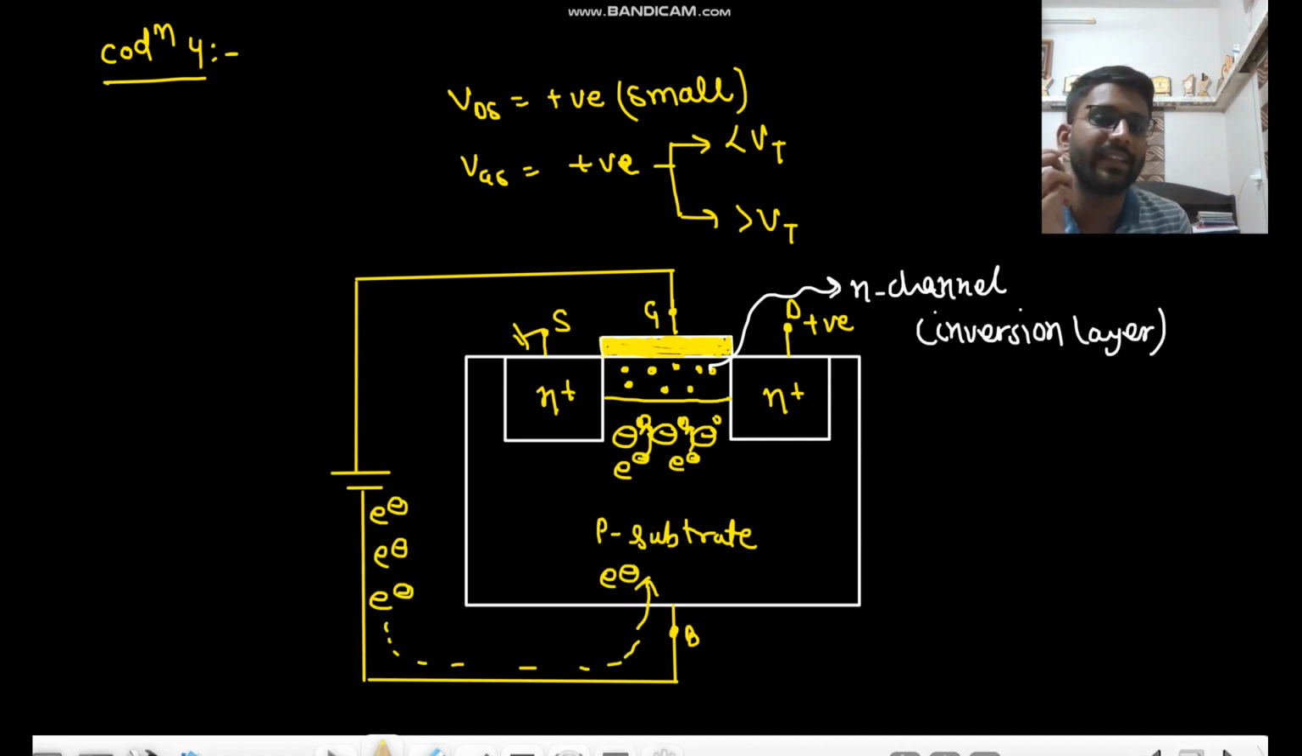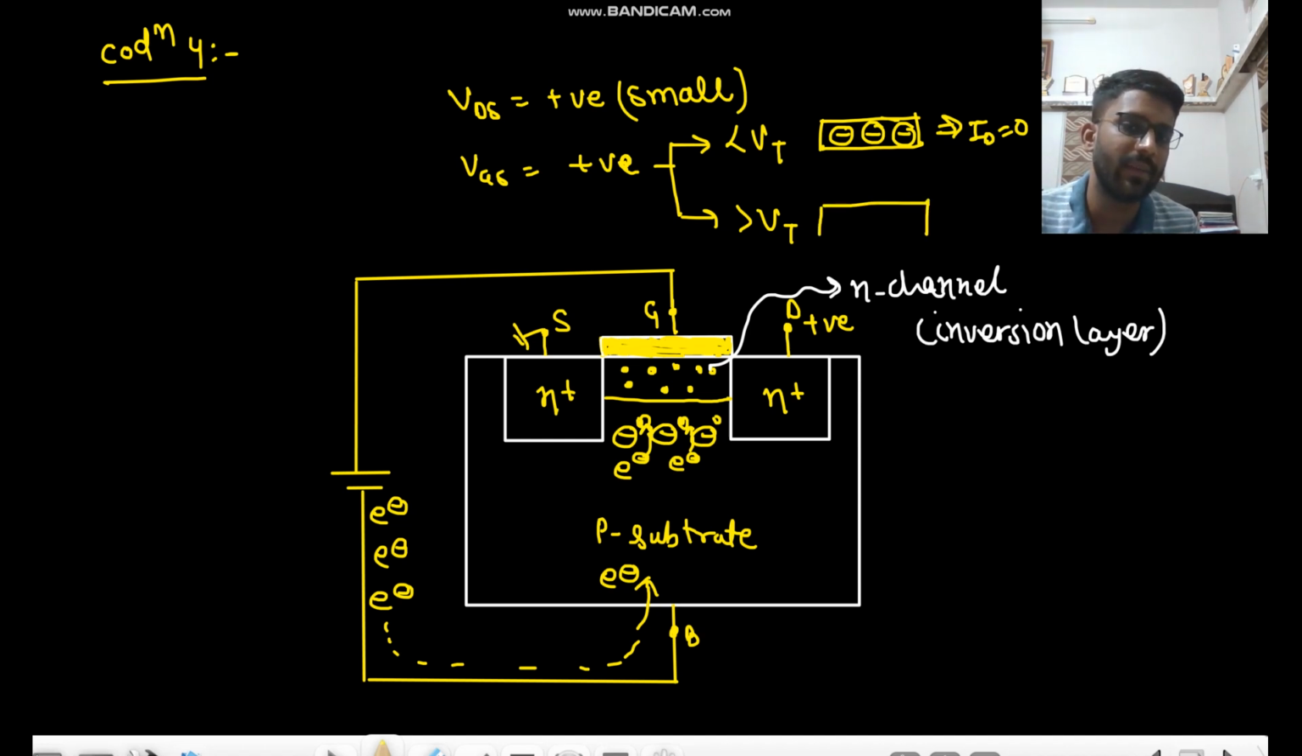When VGS is less than VT, only this condition is there, right? Only the negative ions are there. There are no charge carriers, so the current will be zero. But in this case, these are already neutralized, and charge carriers are also there. So the current will be greater than zero this time, and these electrons will feel the force.